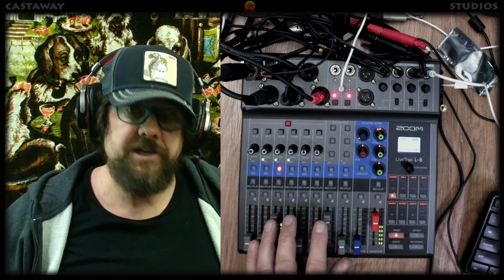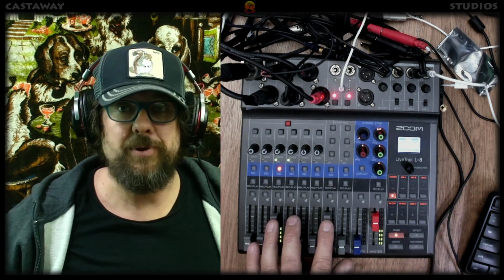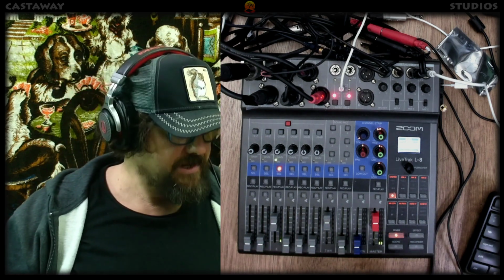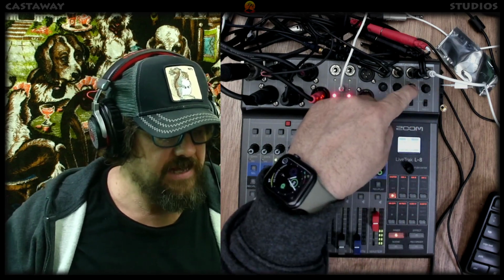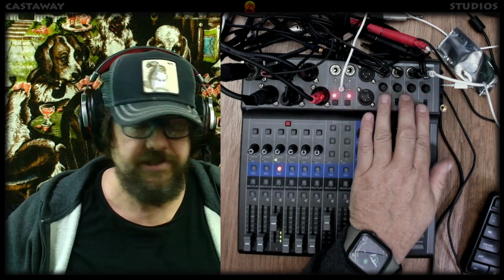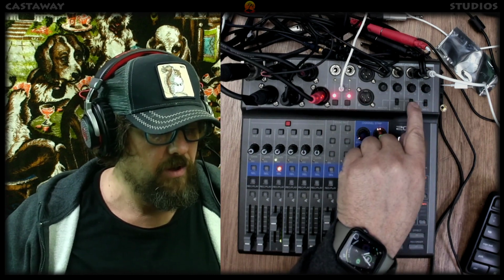So the biggest problem is, how do we split those and send them to the computer separately while still keeping them together for the other purpose? Well, here's how. The magic of the L8 and the L12 from Zoom is that these outputs, I think the L12 has 5 of these, are all programmable outputs.